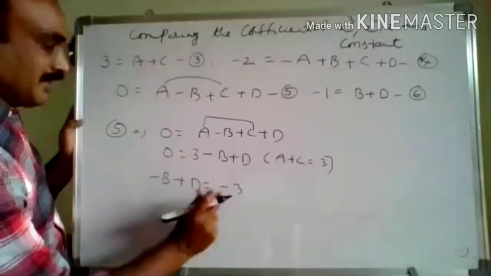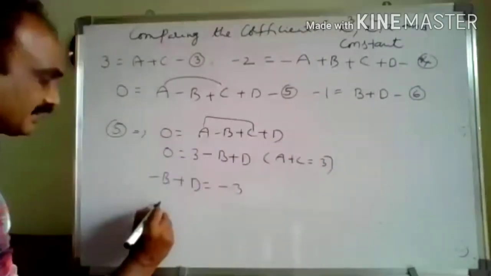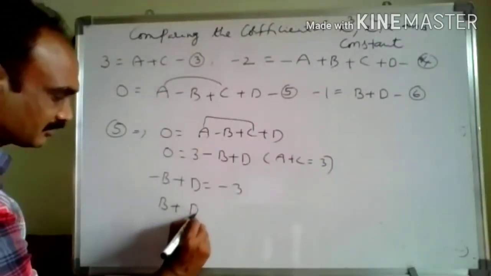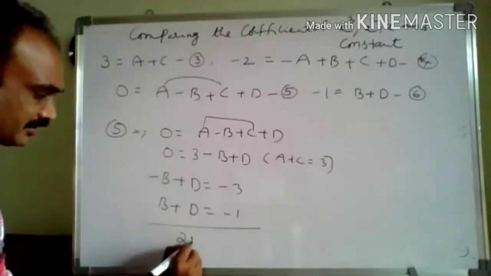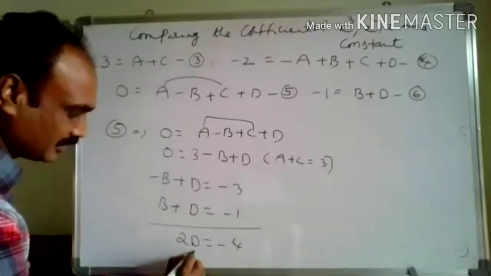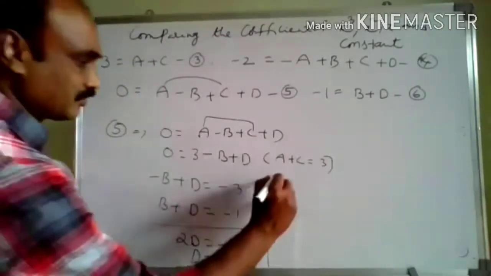So minus B plus D is equal to minus 3. Here B plus D is equal to minus 1. Solving these two, 2D is equal to minus 4, so D is equal to minus 2.